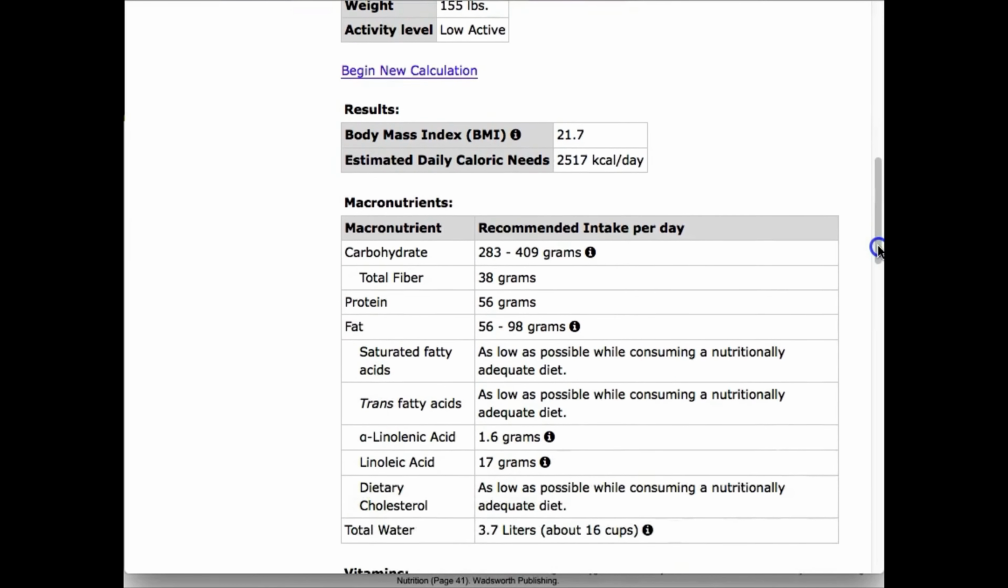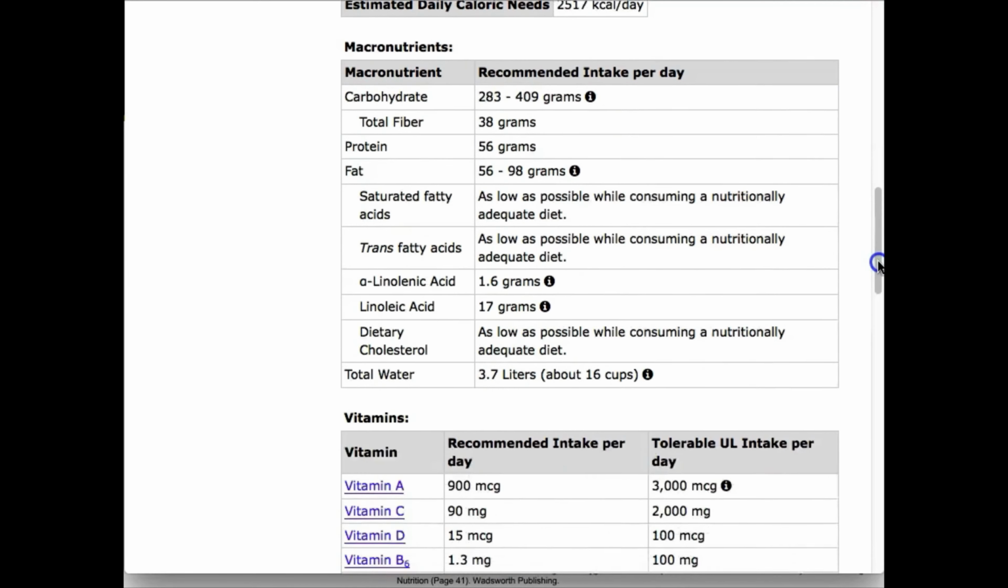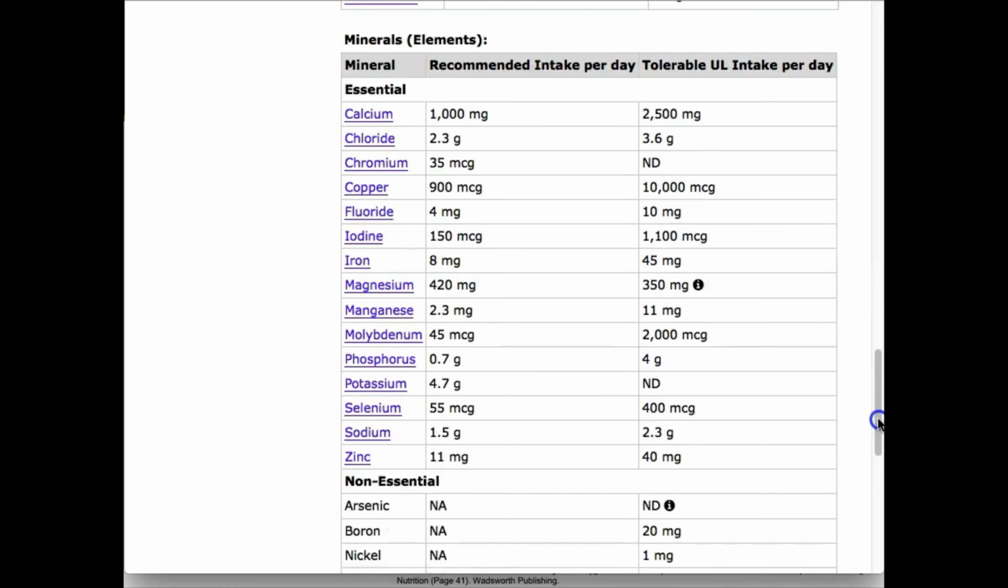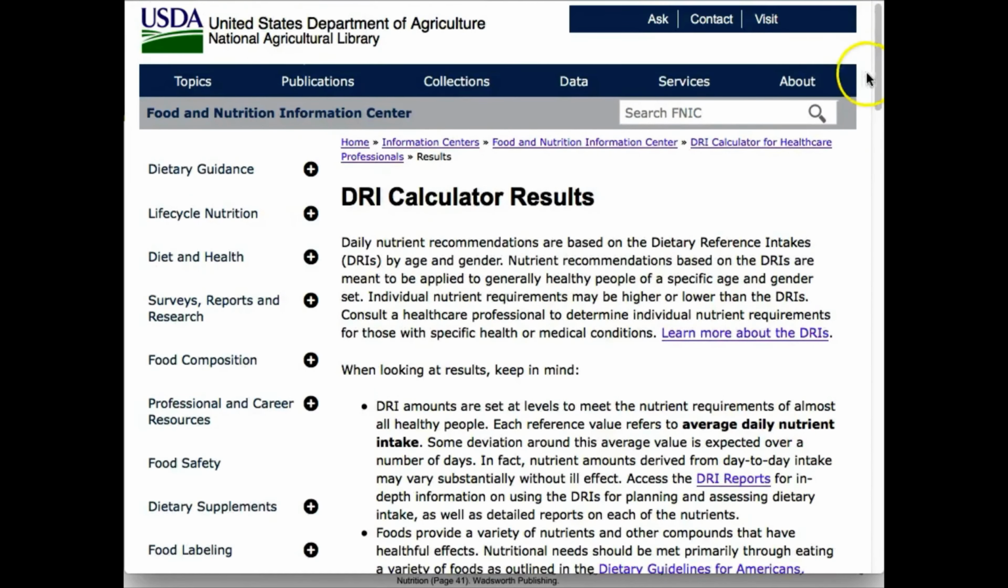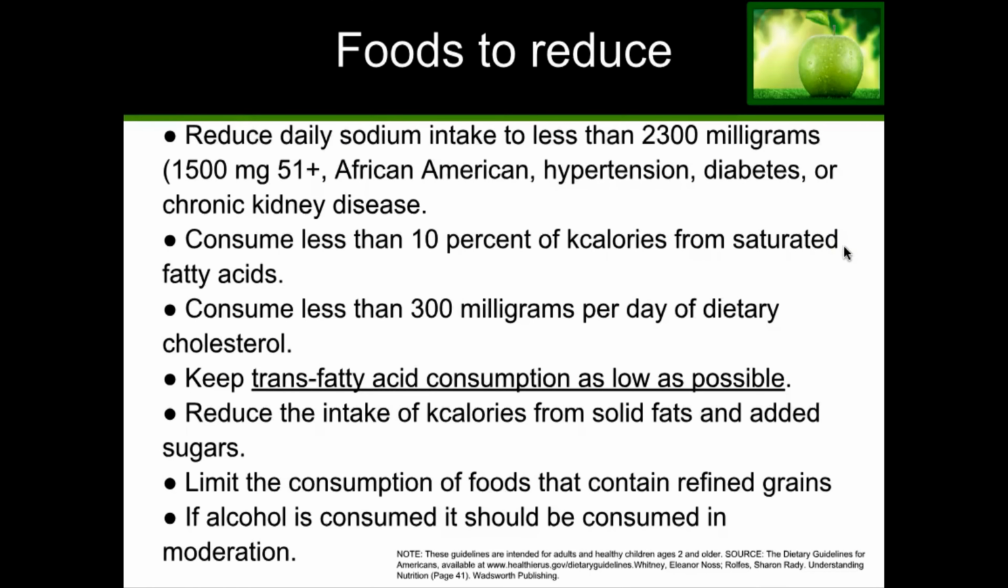If you scroll down further, you can see the amounts of carbohydrate, protein, fat that you need in your diet, as well as the amounts of vitamins and minerals that it's recommended that you ingest. Okay, let's go back now and talk about some more of the guidelines produced by the USDA.